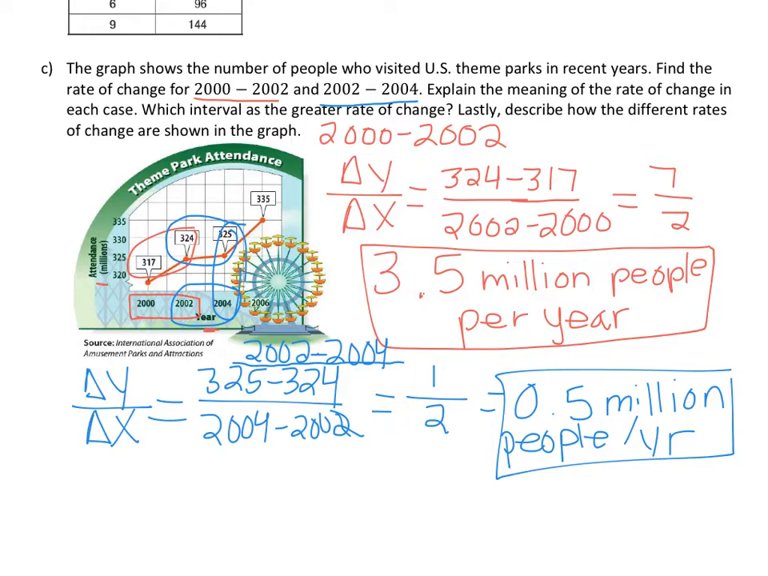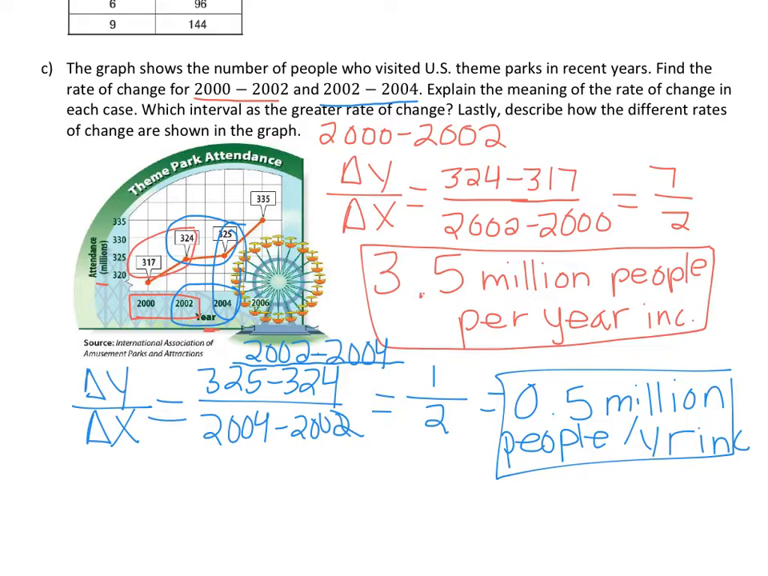Explain the meaning of the rate of change in each case. We actually did by labeling it million people per year. And it was an increase, so we could, if we wanted to, throw the word increase in there. So we could say 3.5 million people per year increase, and same down here, increase.